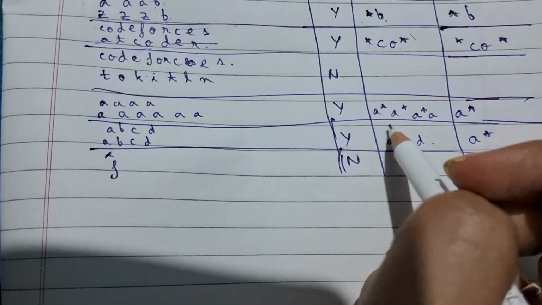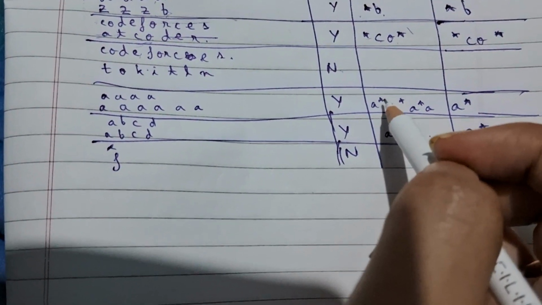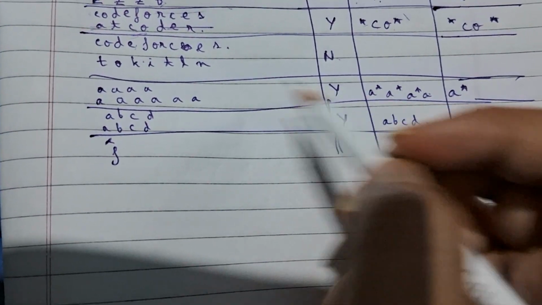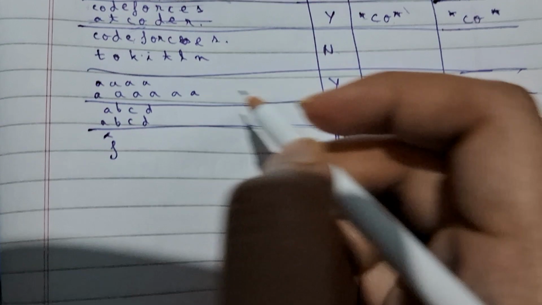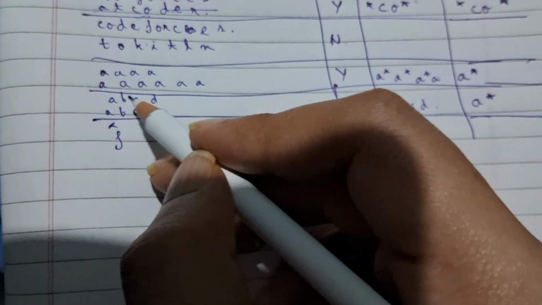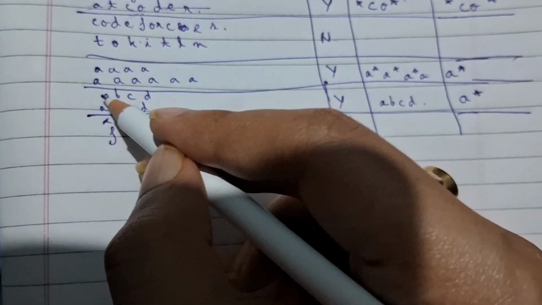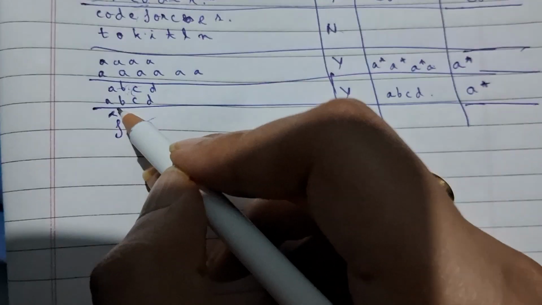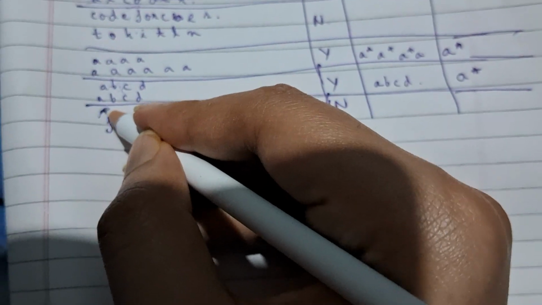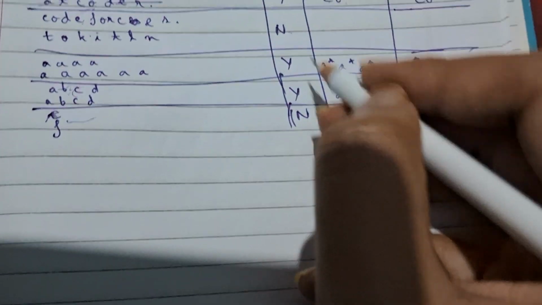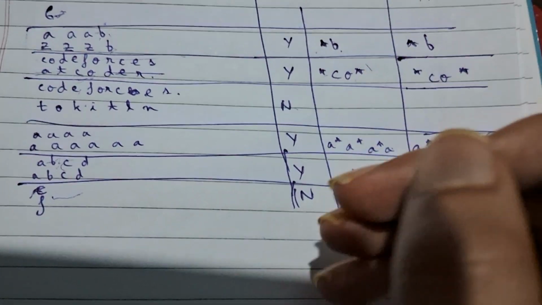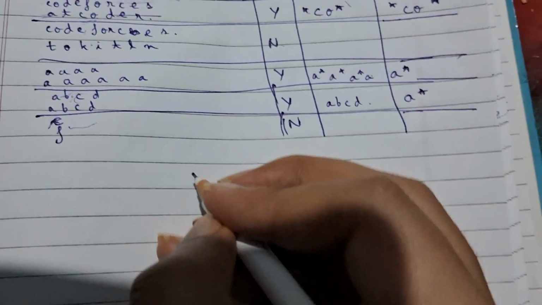This A star A star A star A. So if all the stars are empty, then it becomes A. If all the stars are having one A in it, it becomes A. Okay, so this is what basically it means. A B C D. We can directly write A B C D because both the strings can be written as A B C D, right? For C and F, it is not possible. Okay, I'm not going into the details of what the question states, I'm just going to give you the logic.